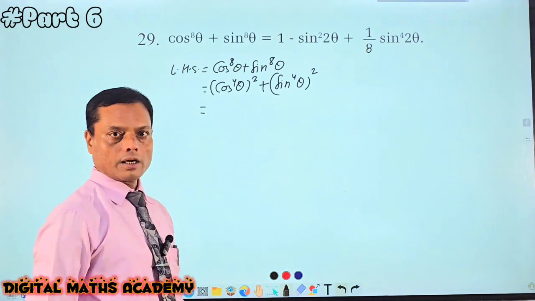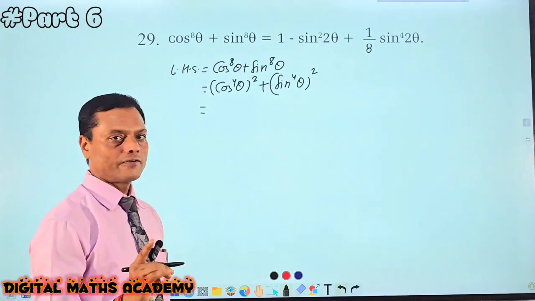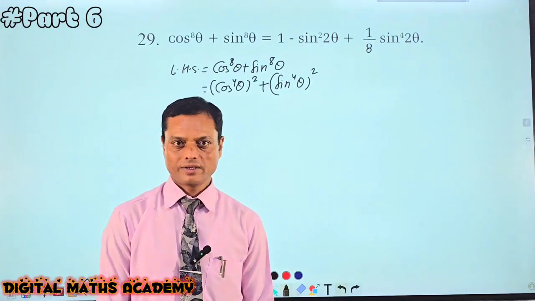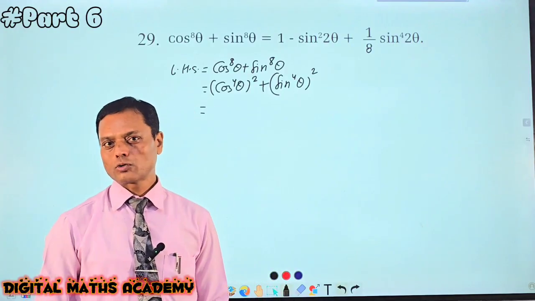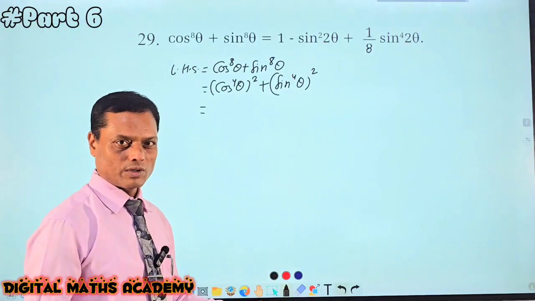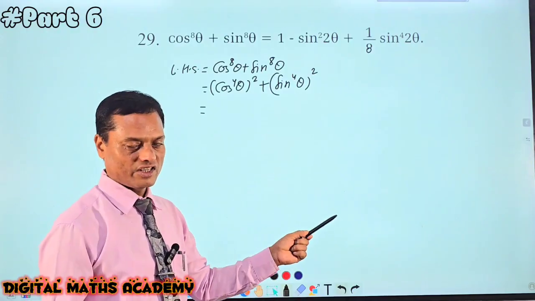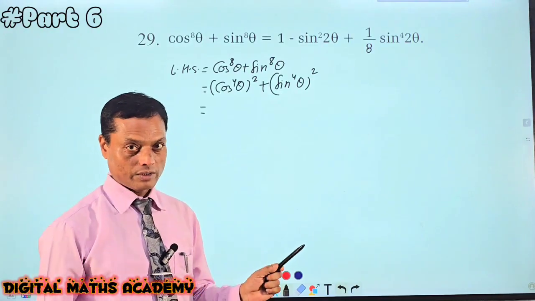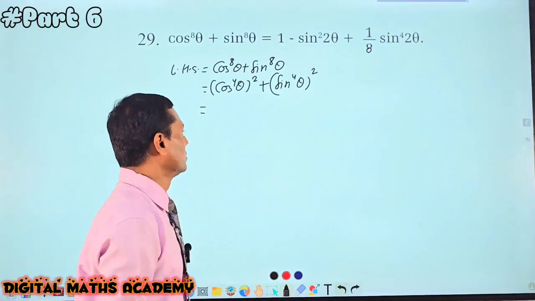Next, remember the formula of a square plus b square. It has two formulae: (a plus b) whole square minus 2ab, and (a minus b) whole square plus 2ab. I think the second one will be better, but we can apply any one, it doesn't matter. We can get the right hand side very easily. But if you apply the second one, that's (a minus b) whole square plus 2ab, it will be better.